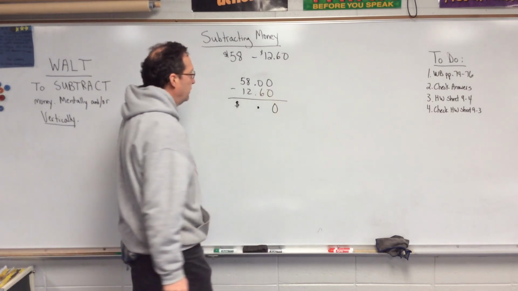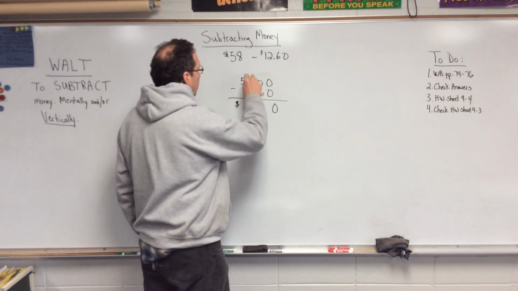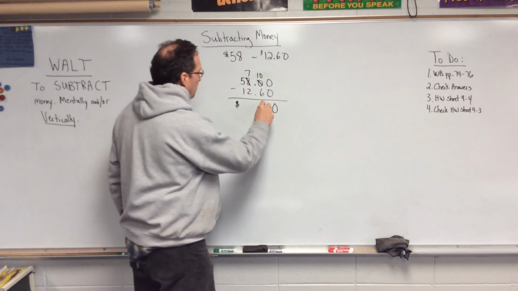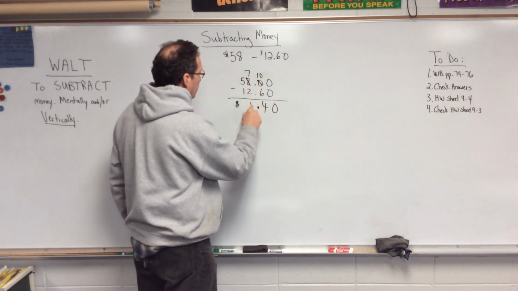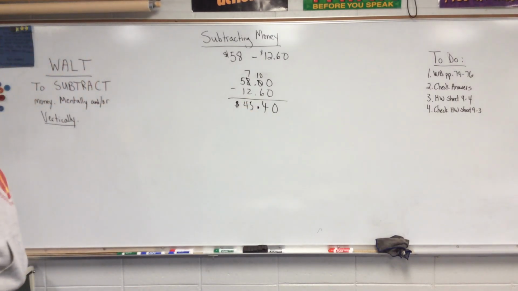0 take away 0 is 0. 0 take away 6, remember I can't do that. Seven take away 2 is 5. 4540. Did you get that?